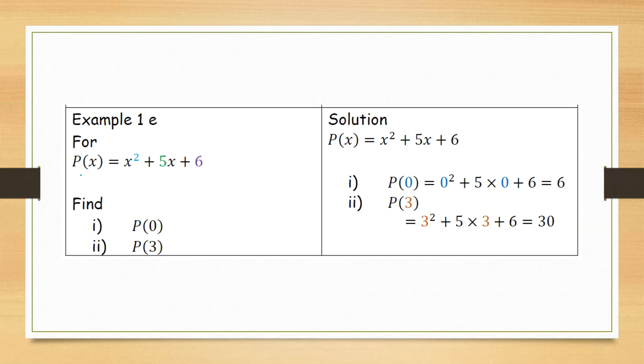So this time around, using this notation, we need to substitute in 0 for x and 3 for x. So on the right hand side, 0 gets substituted in for x. So 0 goes in for x in both terms. So we get 0 squared plus 5 times 0 plus 6, and that is 6. When we substitute in 3, we get 3 squared plus 5 times 3 plus 6, which is 30.